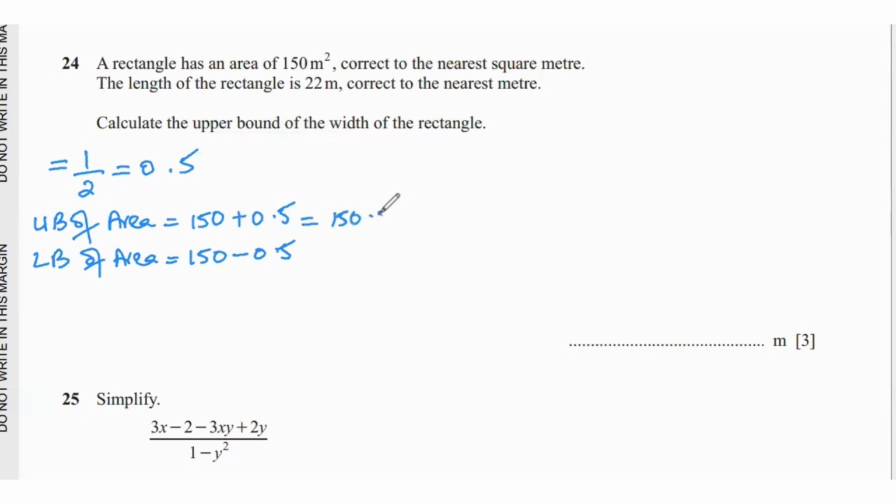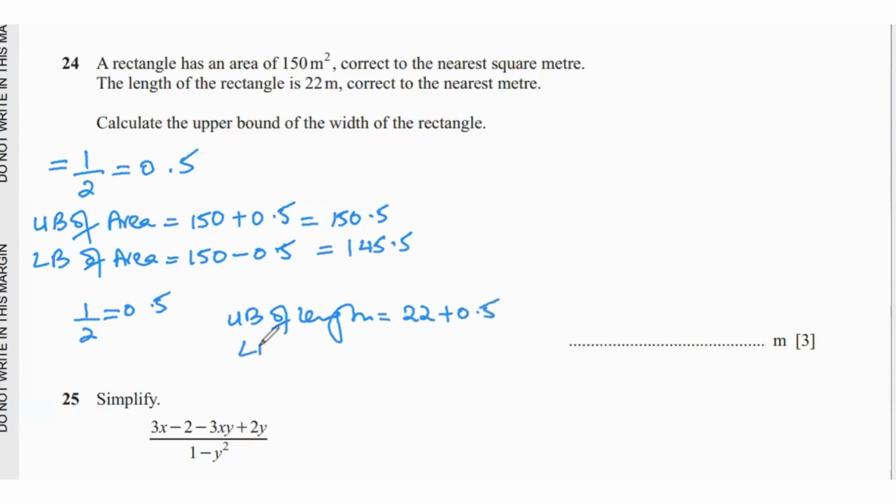That's 150.5, and that's 145.5. Now for the length of the rectangle, correct to the nearest meter again. So we do 1 divided by 2, which is 0.5 again. So upper bound of length would be 22 plus 0.5, and lower bound of length would be 22 minus 0.5. So that's 22.5, and this is 21.5.